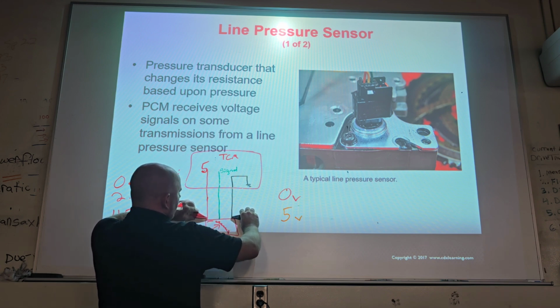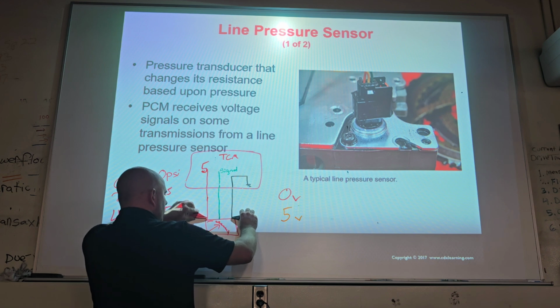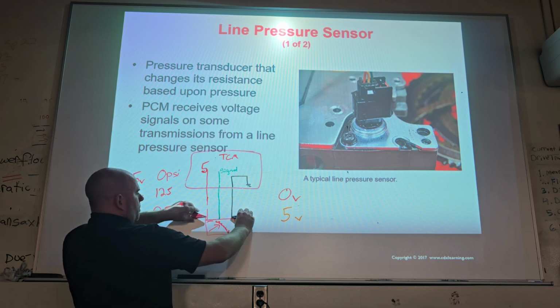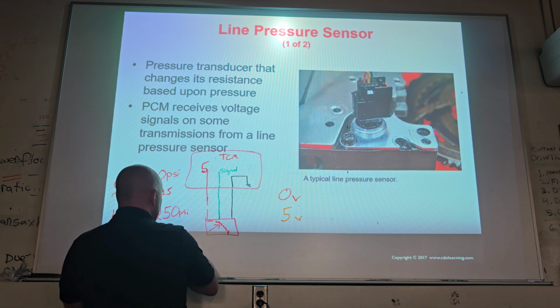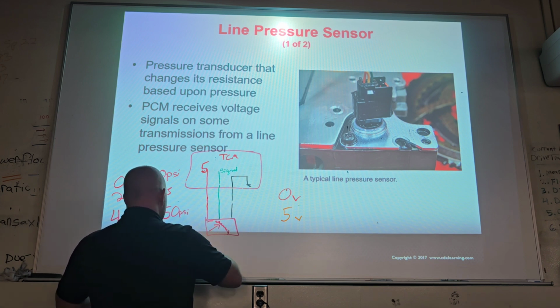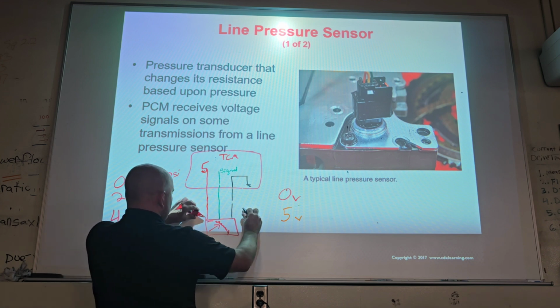But let's just say I got 0 volts. What's wrong? Could be this, right? Could be an open right there. Wouldn't that get 0? All right, let me trip you out then. What if it was this? What would that read?